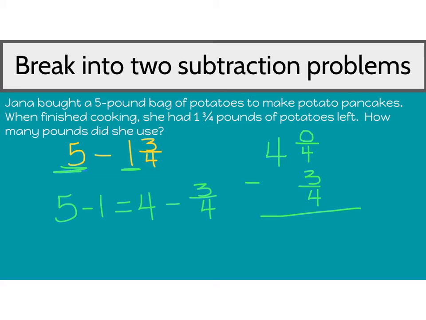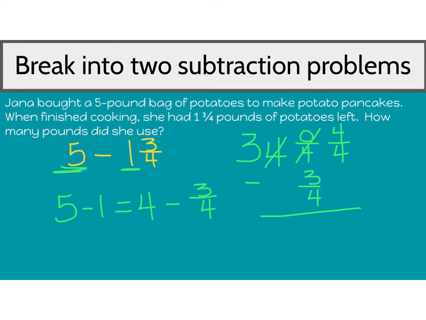If we look at the fraction column, we cannot do 0 minus 3. So what we're going to do is take a whole away from this, and this becomes the whole number 3. And we're going to trade that for a fraction. So we know our denominator is 4/4. So instead of this being 0/4, now we're going to add 4/4 to 0/4, and we get 4/4 here.